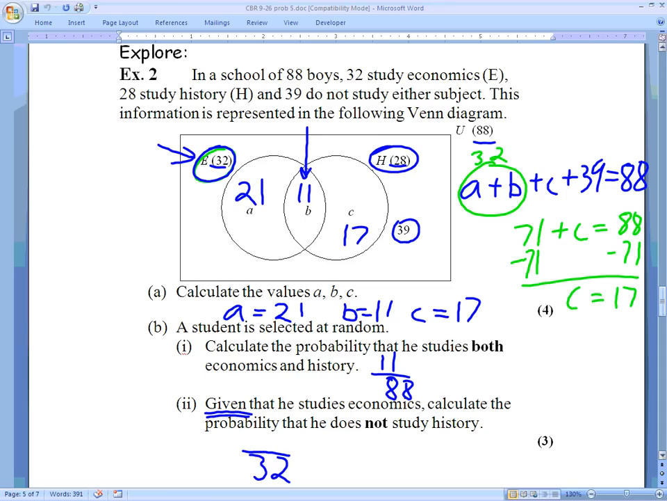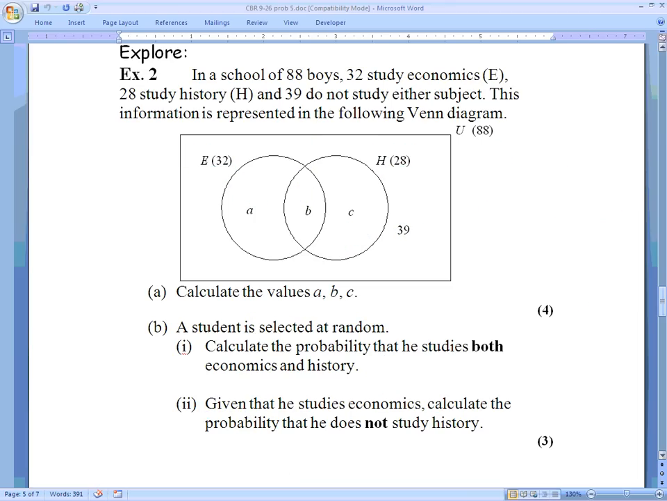Now, of those, calculate the probability they do not study history. So a way you can do that is sort of cover up the whole history circle, which would include the 11 in the center, and then you're just left with 21 students. 21 that do not study history, given that they study economics. Just remember, when we see the word given on a table or a Venn diagram, you're going to shrink your universe, not look at the whole thing. And I always write that denominator down first.